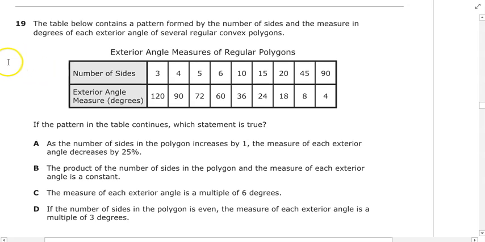Number 19, the table below contains a pattern formed by the number of sides and the measure in degrees of each exterior angle of several regular convex polygons. If the pattern in the table continues, which statement is true?